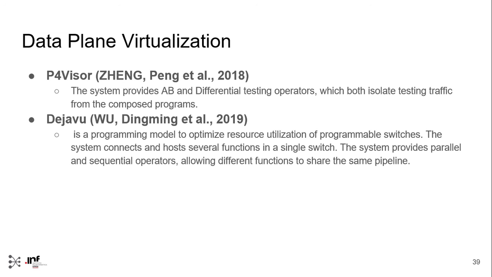Forvisor is a system that provides testing and operators. They compose a testing version of a program with a production version of a program. And finally, Deja Vu is a programming model for the data plane that enables a switch to host several programs. They provide two different operators for programming, parallel and sequential operators. However, none of these works focus on steering consistency.